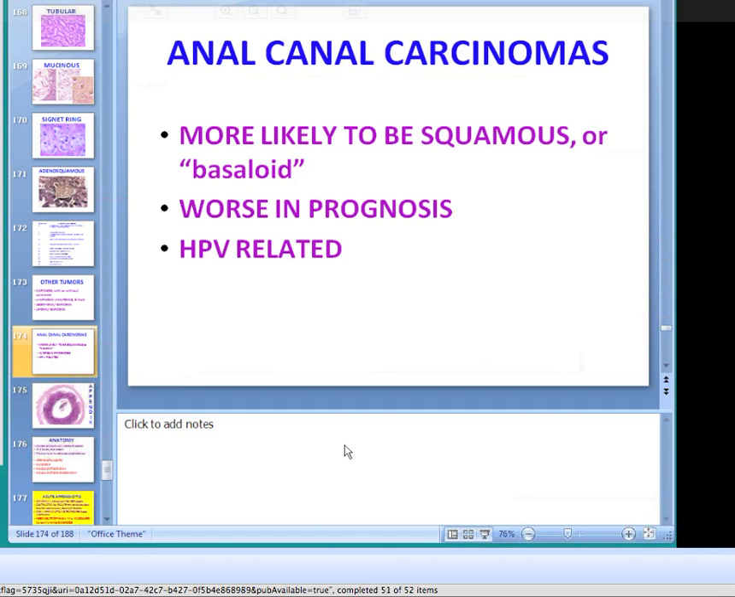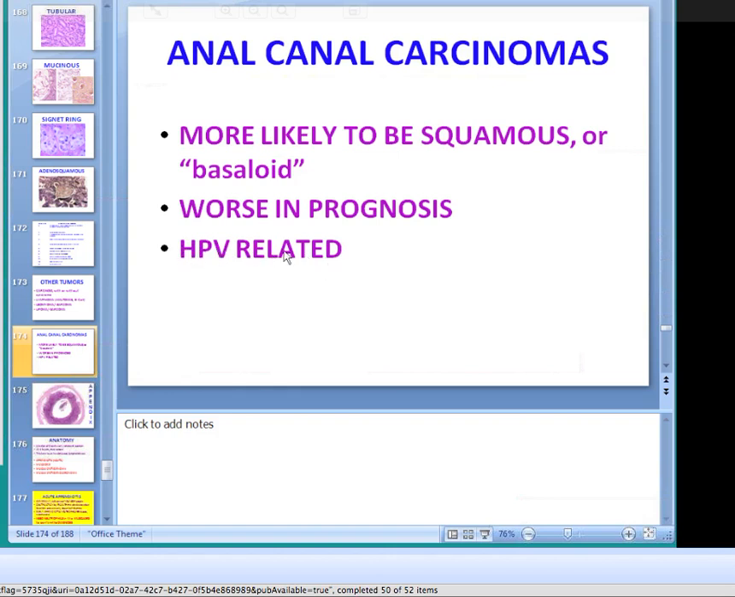You can also get carcinomas of the anal canal. Because, if you remember, the anus is surrounded by squamous mucosa rather than columnar, like the rectum, they're probably more likely to be squamous cell carcinomas. And unfortunately, anal carcinomas generally have a lower prognosis than your regular run-of-the-mill colon carcinoma, mostly because the potential spread in that area is a lot worse.